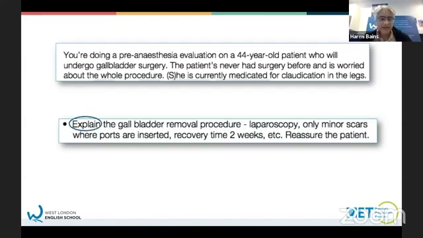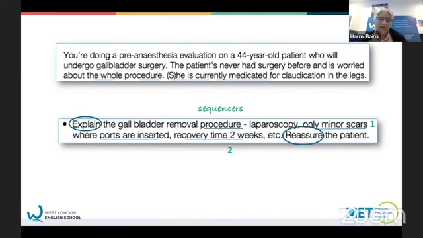You can see how you're going to have to explain something, and you're explaining a procedure. Explicitly, a procedure is quite useful because it's step by step. And every time you get a procedure, you know you can use sequences. So you can use those words, firstly, secondly. And again, breaking up the information, you're going to talk about minor scars where the ports are inserted. That's one thing. Recovery time is 2 weeks. So there's 2 things. I know I can use sequences here. I've got 2 things to explain.